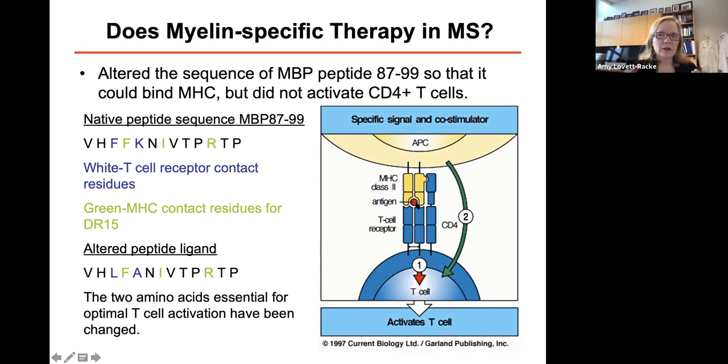In EAE, where all this is very well defined, you're using inbred mice that all have the same MHC, and this worked beautifully. So they decided to do this in MS. They made an altered peptide ligand to treat patients with. There were a couple of mistakes in this trial. One was they didn't select patients based on their MHC. You have to remember that peptides bind to MHC, and there's a lot of specificity in the ability of a peptide to bind to MHC. They didn't consider that in the trial, which was a big mistake.